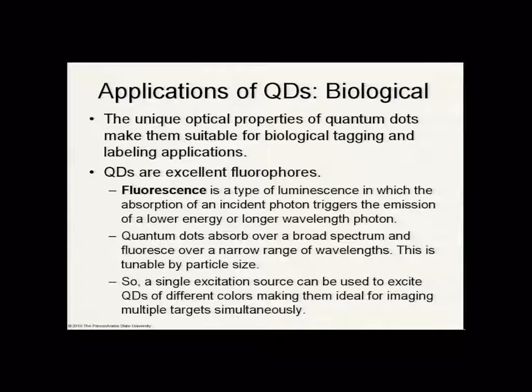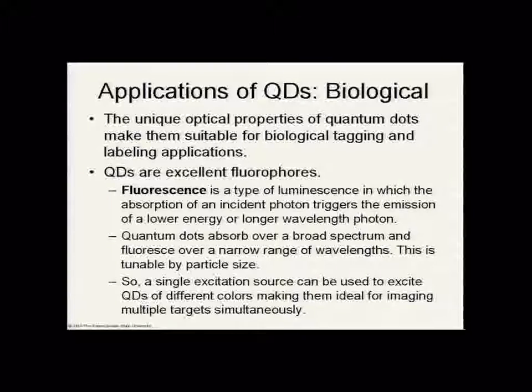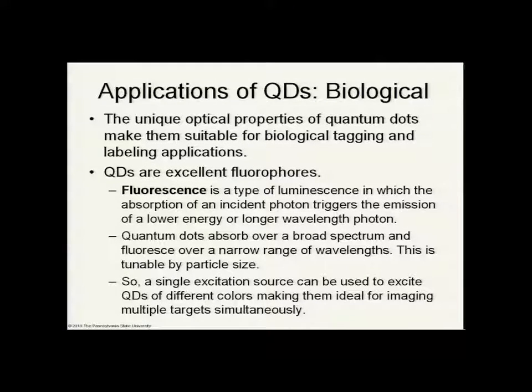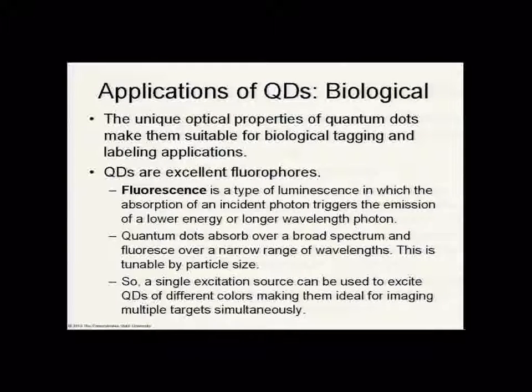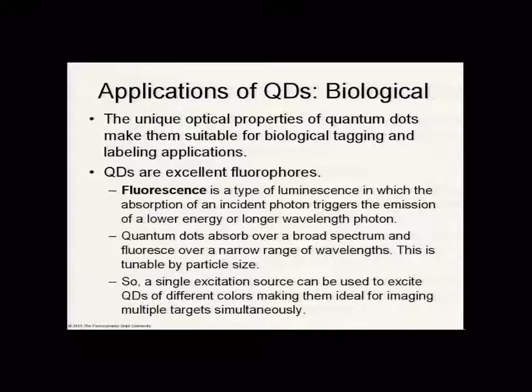The unique optical properties of quantum dots make these suitable for biological tagging and labeling applications. Quantum dots are excellent fluorophores. Fluorescence is a type of luminescence in which the absorption of an incident photon triggers the emission of a lower energy or longer wavelength photon. Quantum dots absorb over a broad spectrum and fluoresce over a narrow range of wavelengths. This is tunable by particle size.